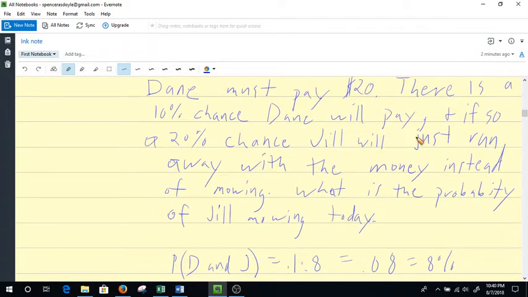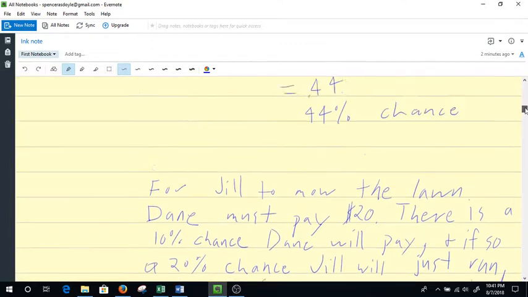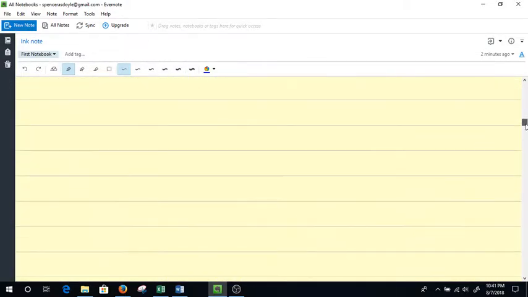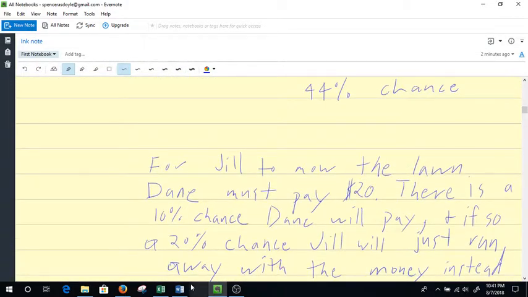Dane must pay before Jill even has the chance to mow or run away, versus the previous problem, where there's a 20% chance of this happening and a 30% chance of this happening, and they're completely unrelated. Whether Lucy cries or Bob cries are completely independent events. And with that, we should be good to go.